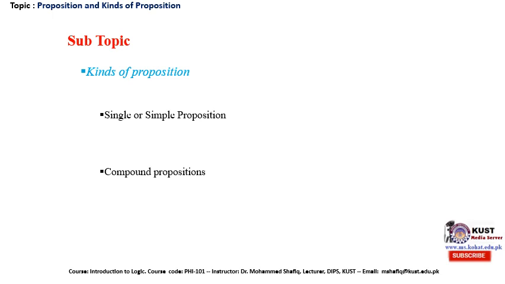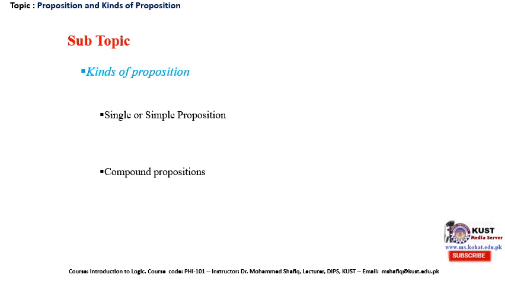For example, when I say Ali and John are students, this is a compound proposition. Why? Because we are making a judgment about two people. Basically, this proposition is passing two judgments which can equally be divided into single propositions. When I say Ali is a student, that is a single or simple proposition. And when I say John is a student, that is again a single or simple proposition. But when I say Ali and John are students, basically it is a compound proposition.